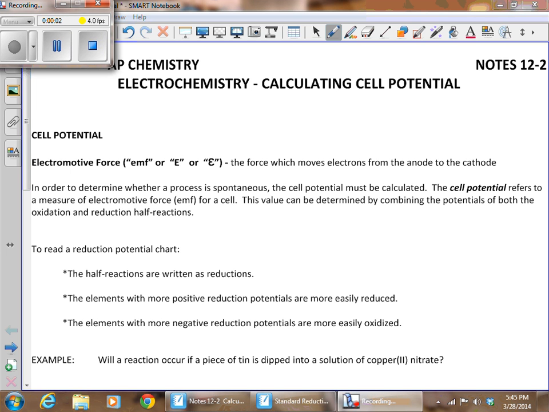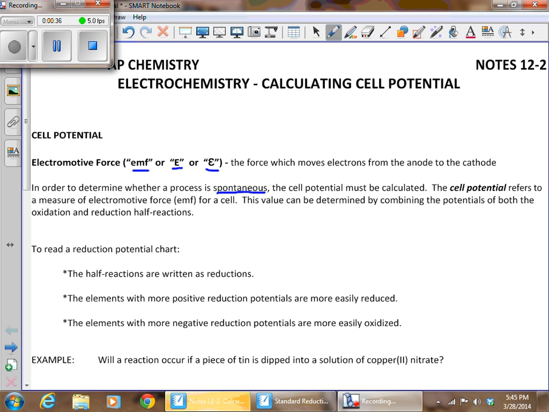We're going to talk about calculating cell potential. And when we're talking about cell potential, what we're talking about is electromotive force. It's represented by EMF or a capital E, or a big, really fancy italicized E. And that's the force which moves electrons from the anode to the cathode. And in order to determine whether a process is spontaneous or not, we have to calculate the cell potential, and that cell potential refers to a measure of that electromotive force.